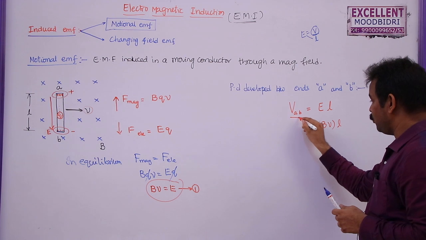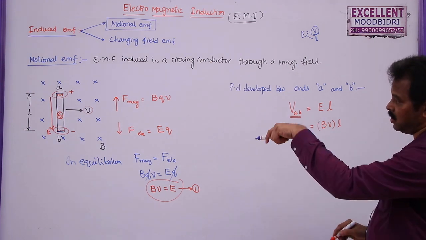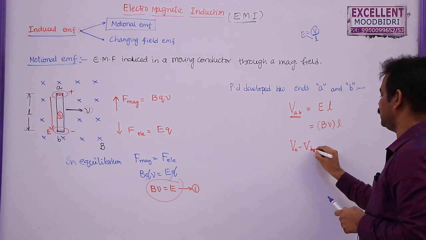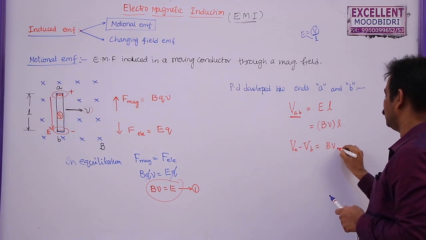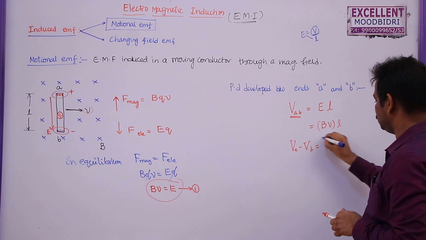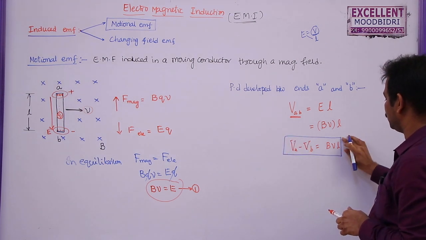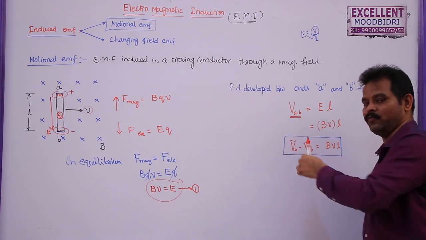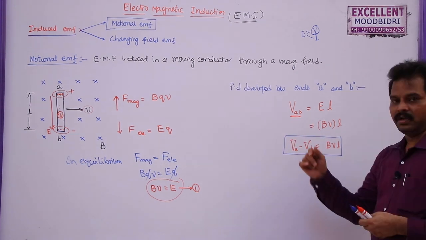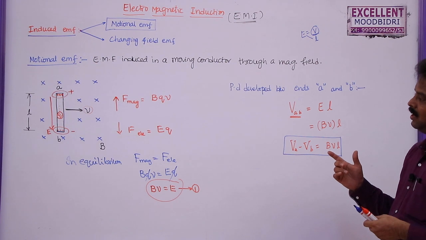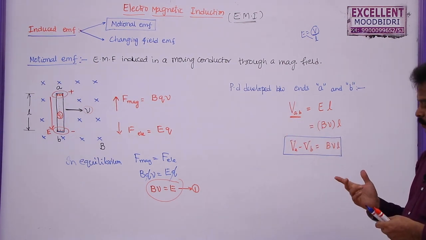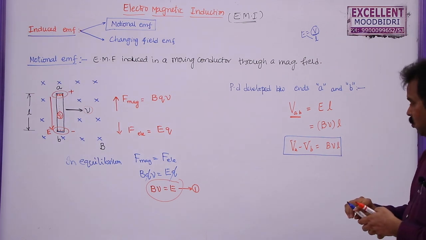So, the potential difference between the two ends of the rod is given by VA minus VB, which is equal to BVL. This is the potential difference produced between the two ends of the rod when it is cutting the flux or moving through the magnetic field. In this case, we can find out the direction of flow of current through that wire. For this we need Fleming's right hand rule.